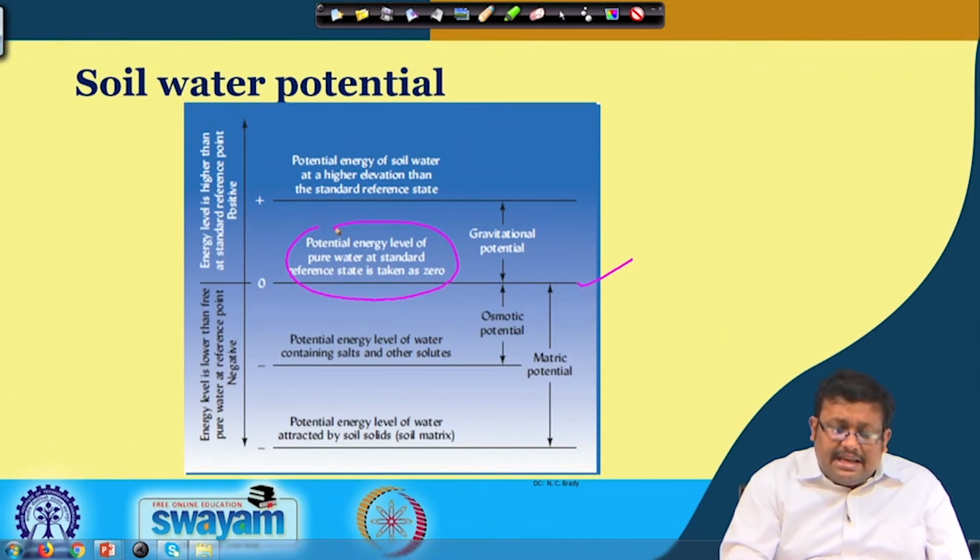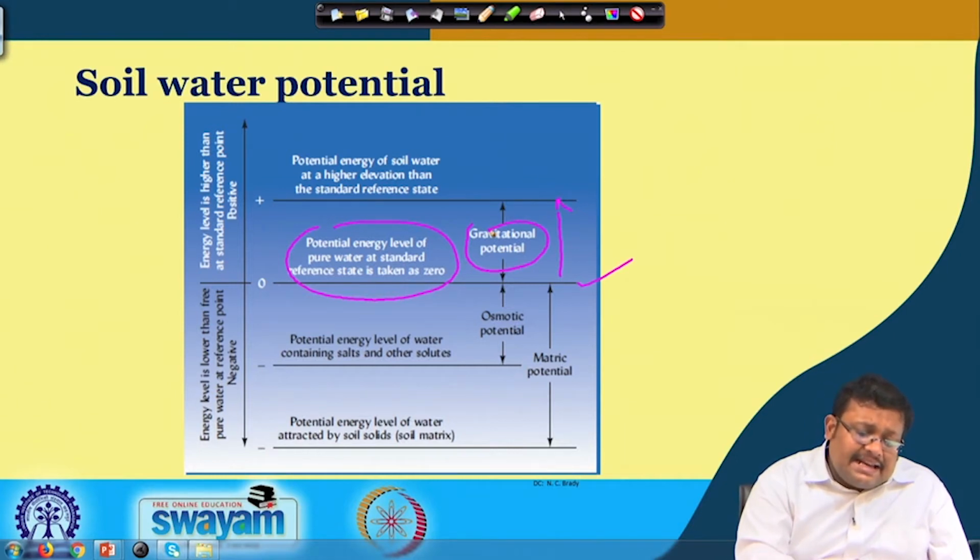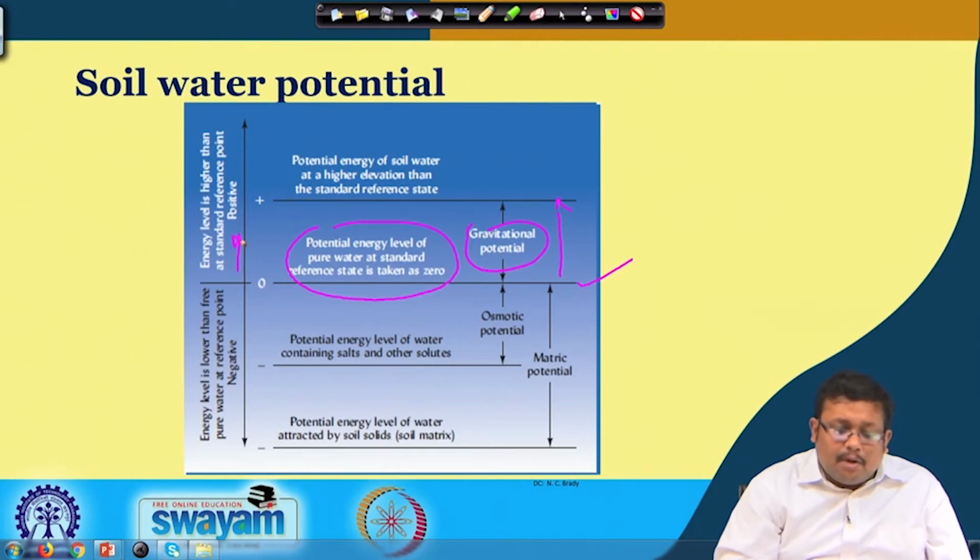And obviously, here the potential energy of soil water is at a higher elevation than that of the standard reference state. This forms the gravitational potential, which is another important potential, and its energy level is obviously higher than the standard reference point, so it is positive. Whenever we are going in this direction, the energy level will always be positive.